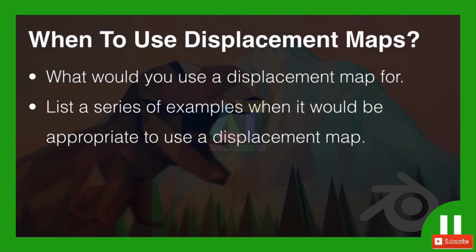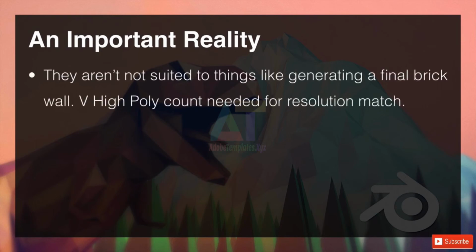Okay guys, welcome back. Let's have a look at a couple of examples where this might be appropriate. We're going to be focusing on this important reality that these are not suited for things like generating a final brick wall. It's a very high poly count needed for that resolution match, and it just looks blocky without. Of course, this is an example from a human perspective. If you were shrunk down to the size of an ant, then you may have other problems, but then it may be appropriate, and of course you wouldn't need a brick wall quite as large as the one in this Gothic church that we're making.